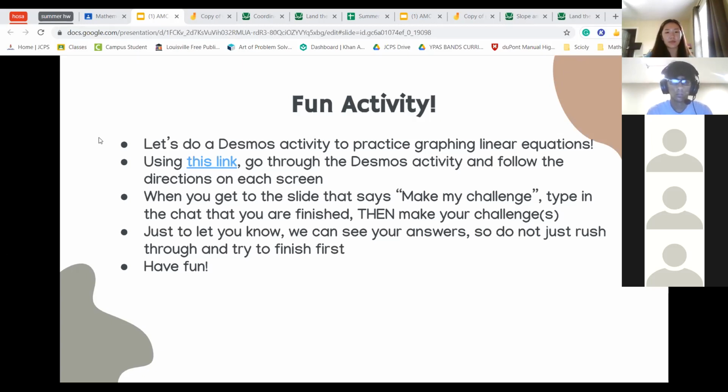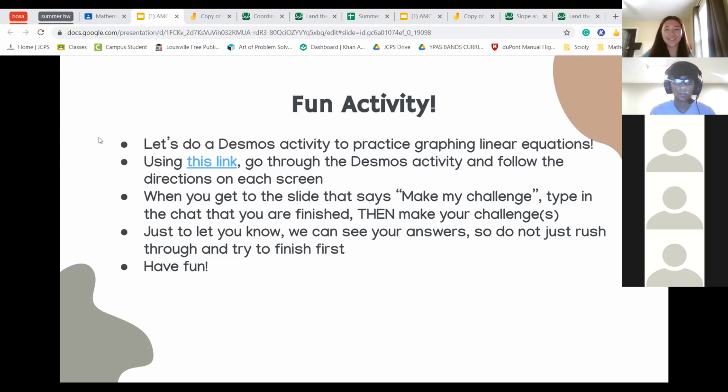Basically, it's going to be an activity with some slides, and you just follow the directions on each screen. It's going to walk you through how to do it. And then the last slide will say make my challenge. Where did the plane go? I did the first slide wrong for the land the plane, and the plane just disappeared. Oh, I lost the plane.